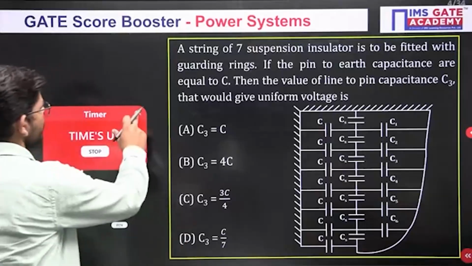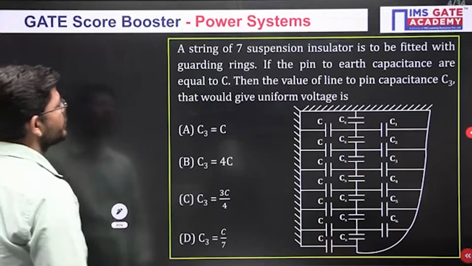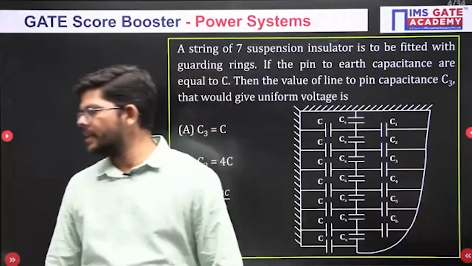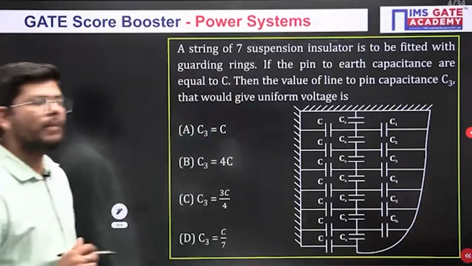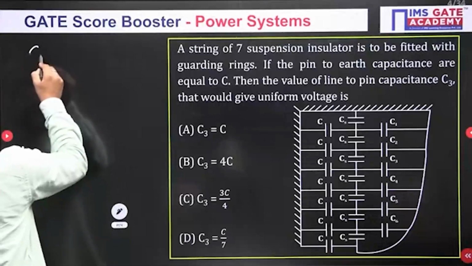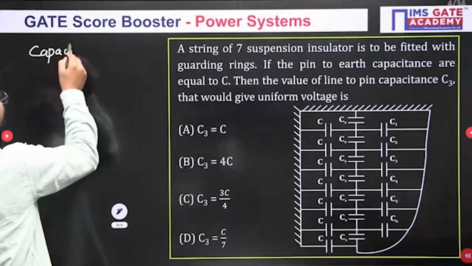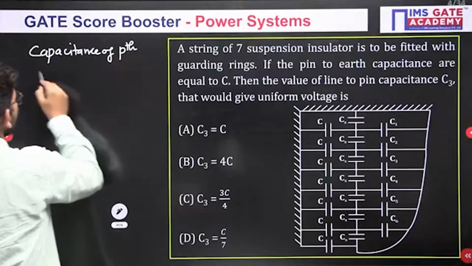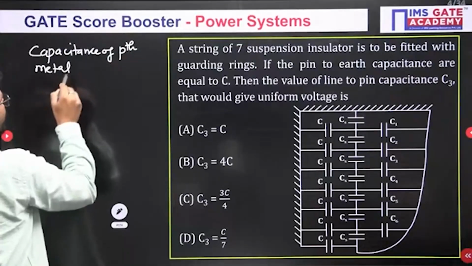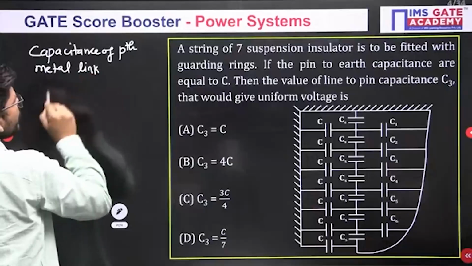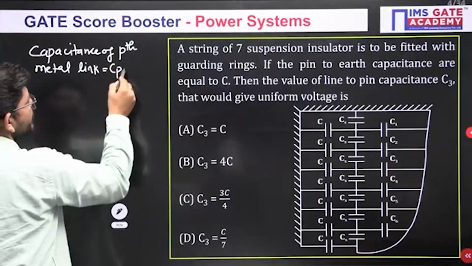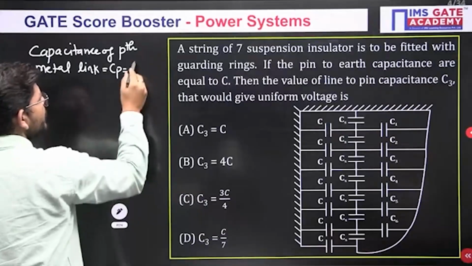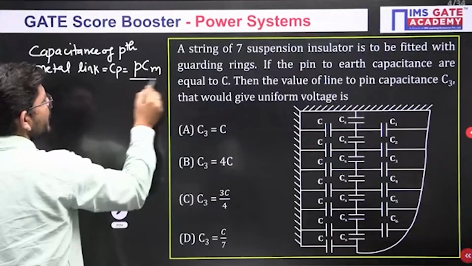Okay. So let's see how to solve this question. If suppose we are using the guard ring, then capacitance of the pth metal link, we have a formula related to that. The capacitance of pth metal link, Cp, this is equals to P Cm upon N minus P.